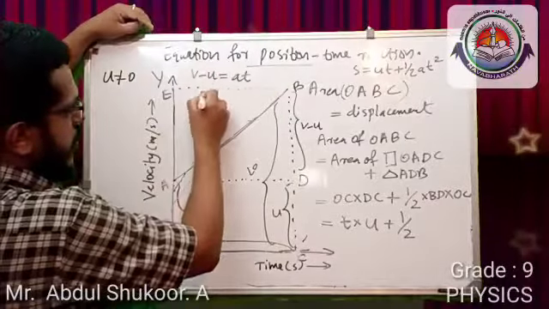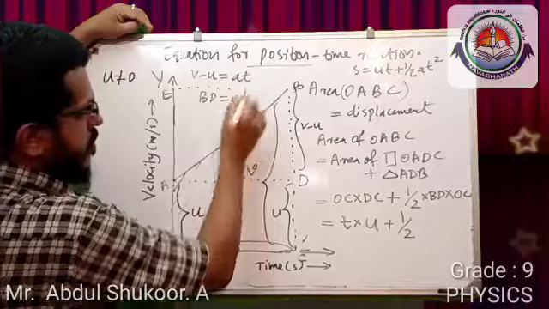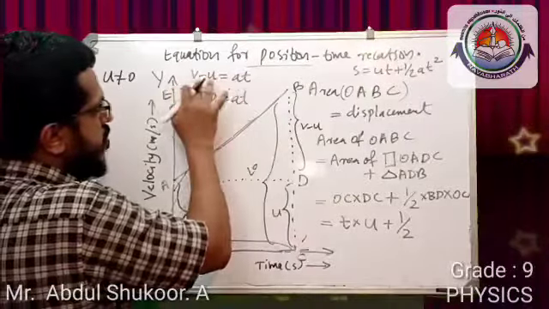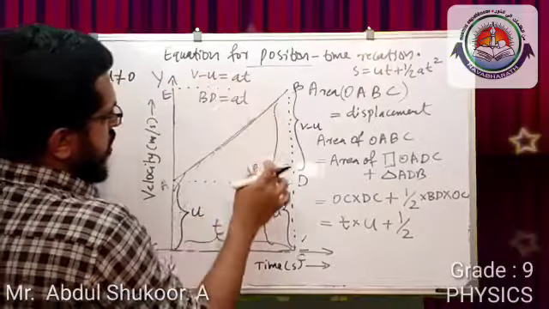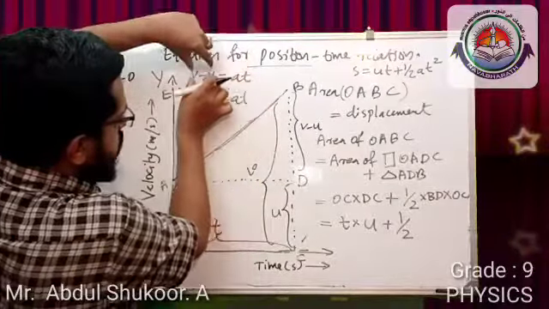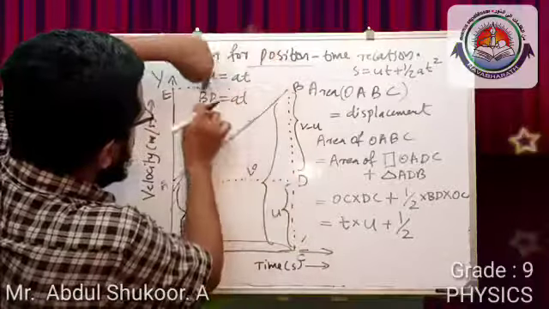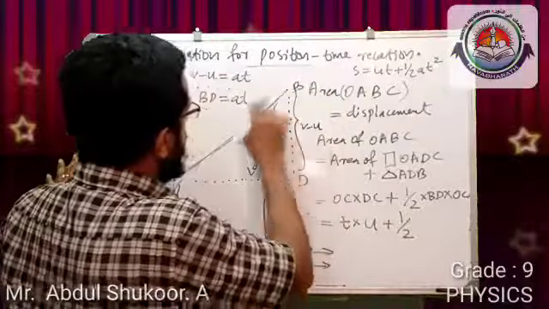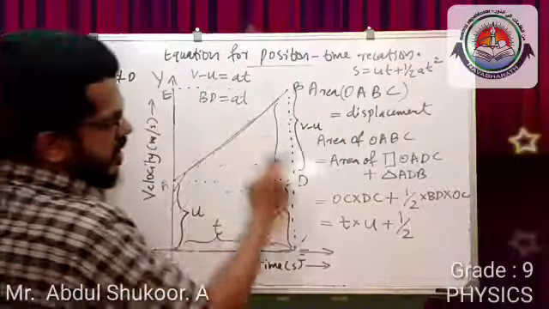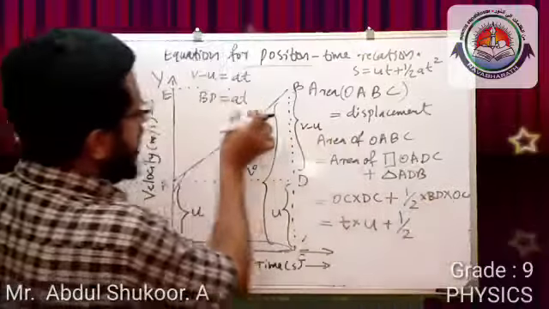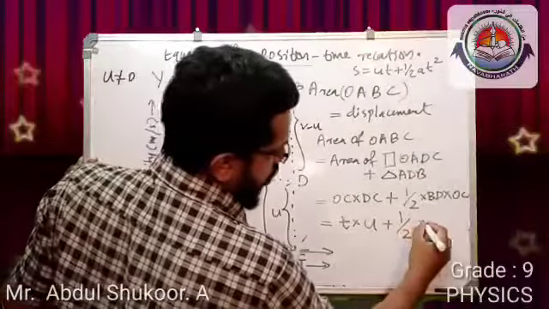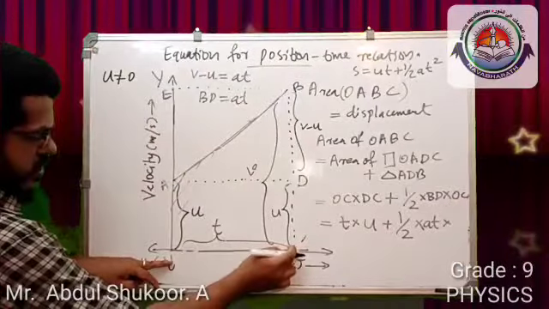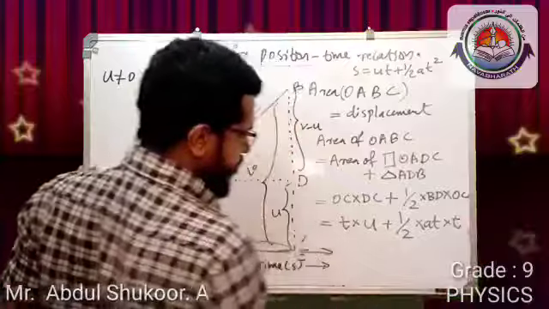That is BD is equal to AT. From the first equation of motion, V is equal to U plus AT. If we rearrange the equation, V minus U is equal to AT, which means V minus U is equal to BD, then BD is equal to AT. Then we know that BD is equal to V minus U, that is equal to AT. If you substitute the value of BD, that is AT, then half AT into OC. What is OC? OC is T.